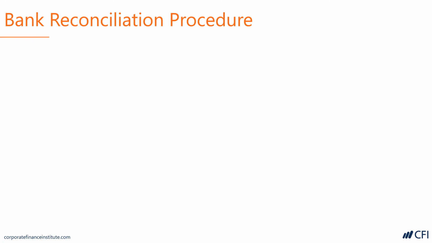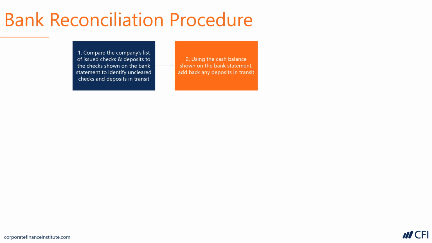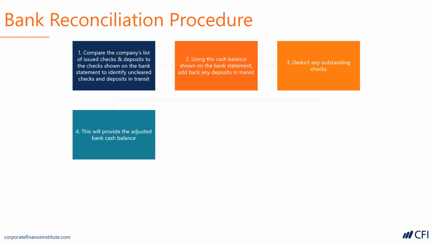Let's look at the procedure for performing a bank reconciliation analysis. You'll begin by comparing the company's issued checks and deposits to the checks that are shown on the bank statement to identify any uncleared checks and deposits in transit. Then you're going to use the cash balance on the bank statement and add back any deposits that are in transit. You'll also deduct any outstanding checks. At this point, you arrive at the adjusted bank cash balance.